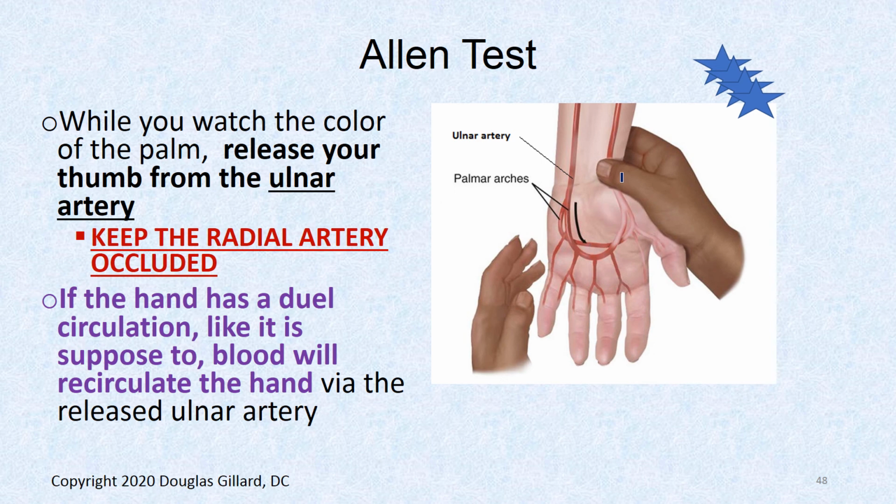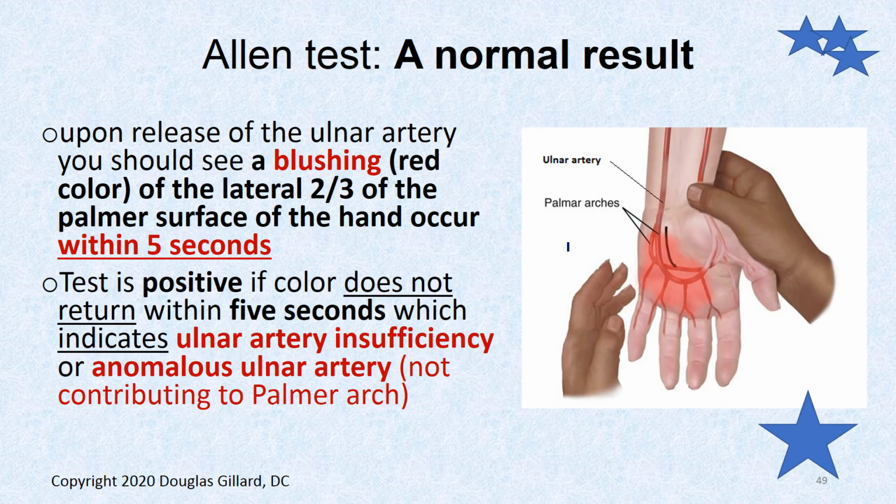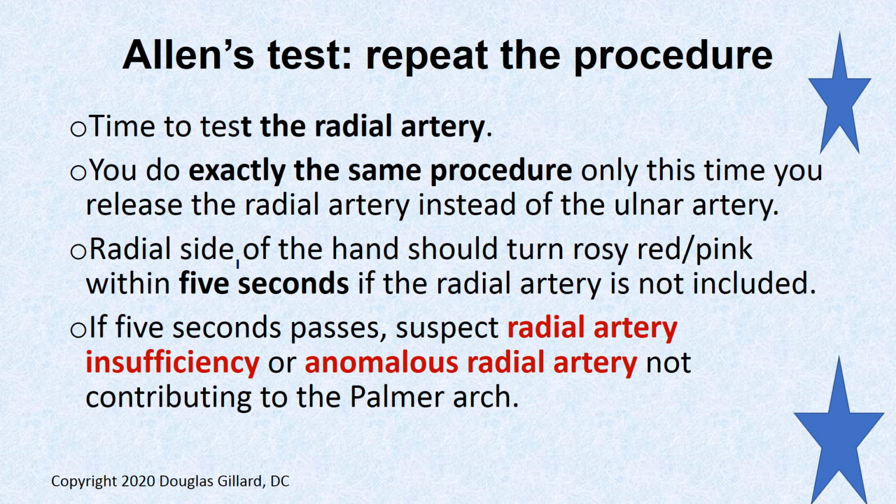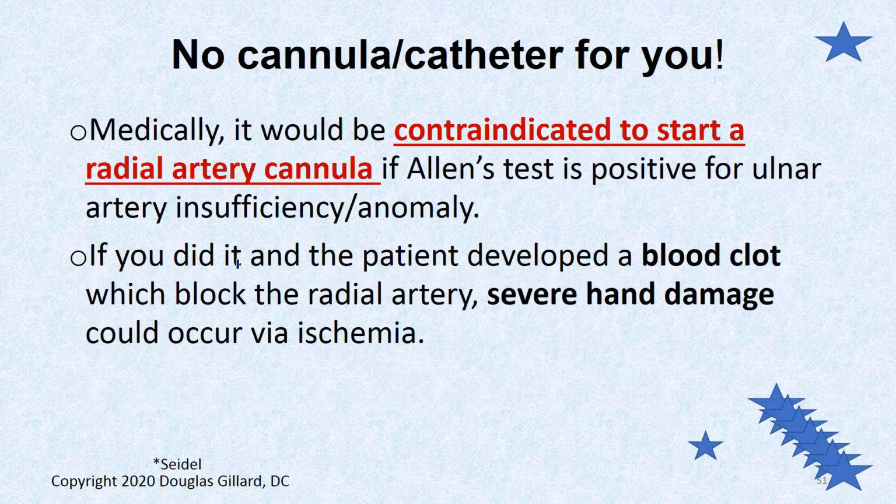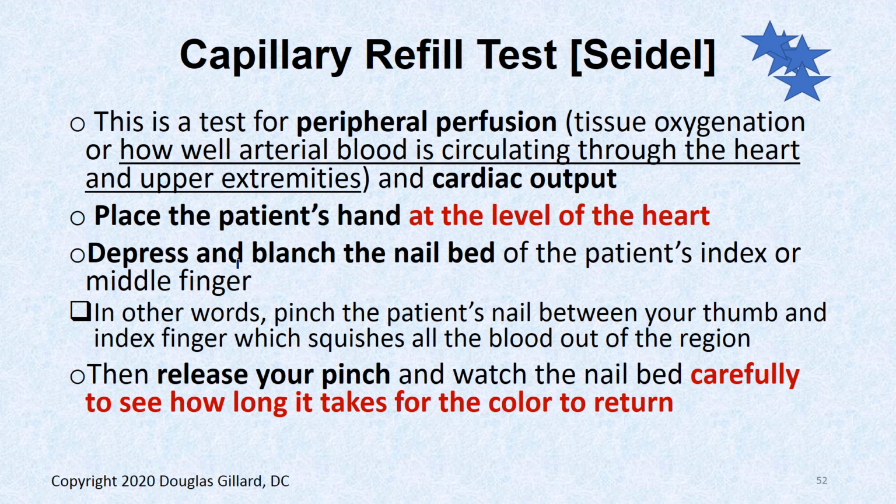And then part 2 of the test, you just repeat it. Only the next time you keep the ulnar artery pinched off and you open the radial artery and make sure the radial artery has good flow. Got it? It's pretty simple. Normal result, the hand should turn nice rosy red here within 5 seconds. Repeat it on the other side, just like I said. If it is positive, if it doesn't come back within 5 seconds and you're not super nervous and the room is not freezing cold, you should not have any type of catheter procedure. They're going to have to go through your femoral artery.